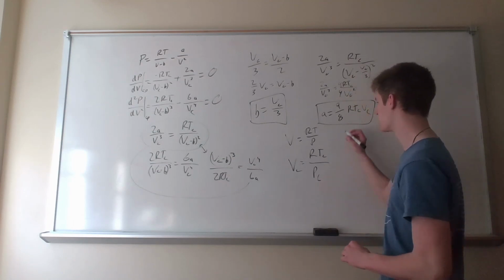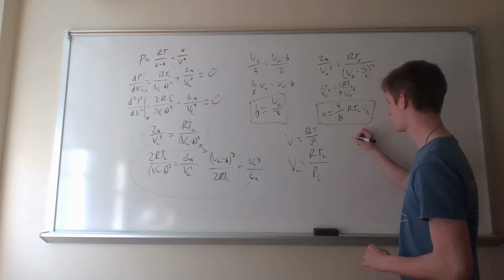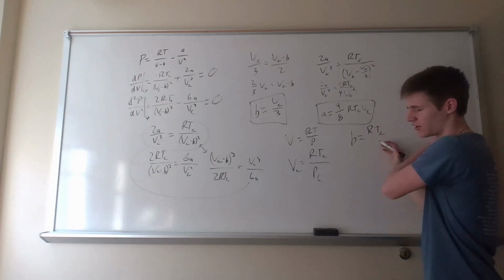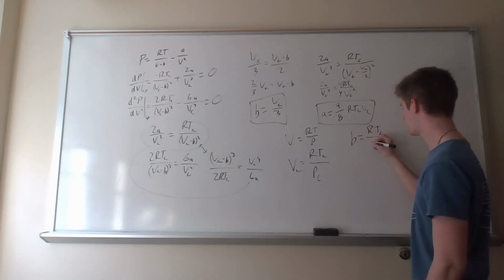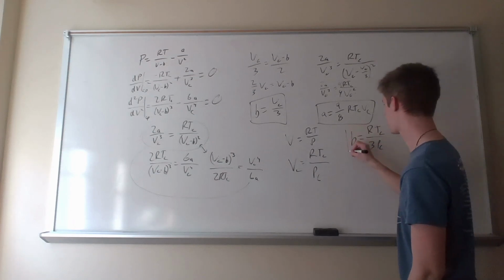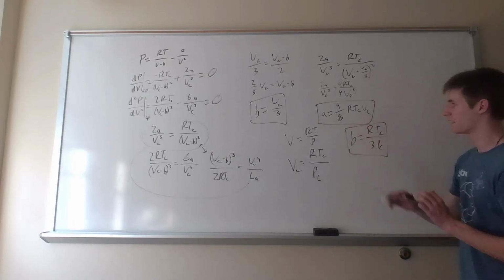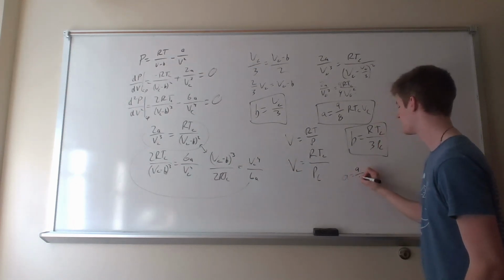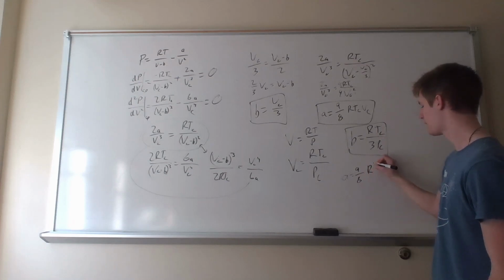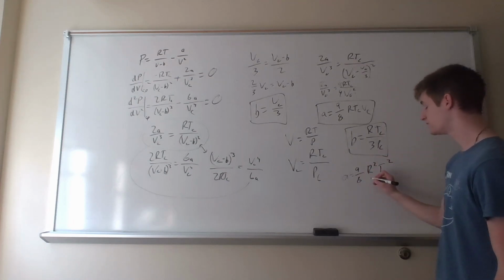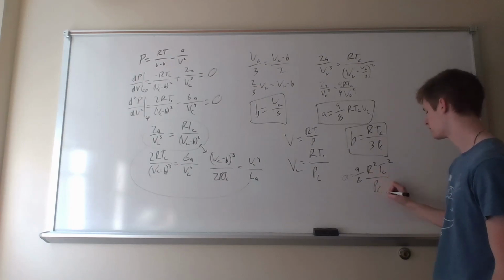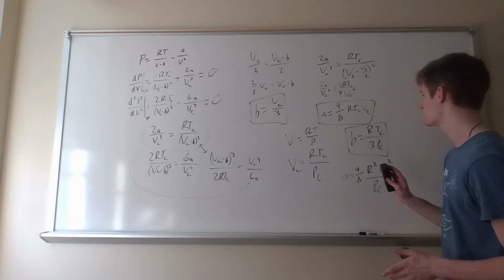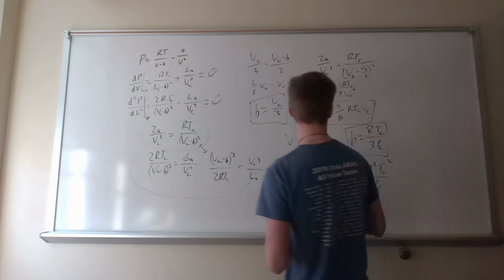Right? And now substituting in for volume, we have B equals R times the critical temperature over 3 times the critical pressure, and A equals 9/8 times R squared times critical temperature squared over critical pressure, right? So now I'm going to go ahead and erase most of this just for cleaning up the board.